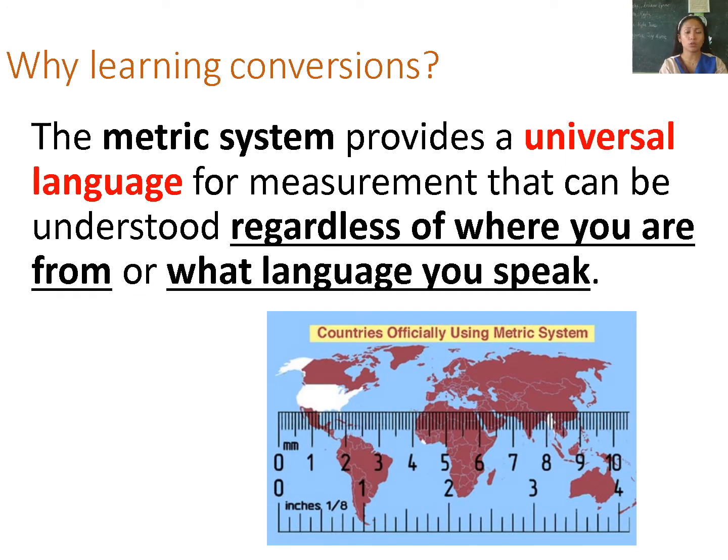Why do we need to learn conversions? Of course, it's very important in our day-to-day living, especially in trade and commerce. The metric system provides a universal language for measurement that can be understood regardless of where you are, or where you are from, or what language you speak, because this is used universally. So it is used all over the world.